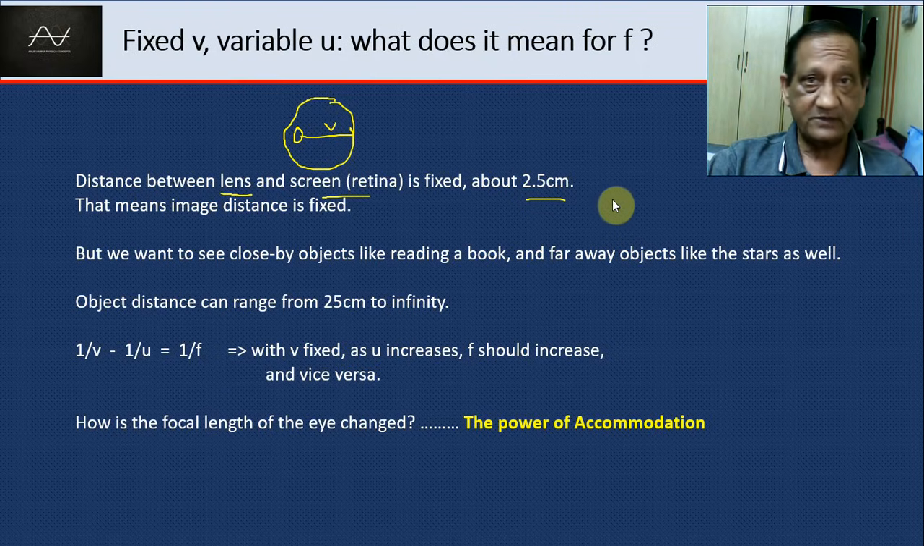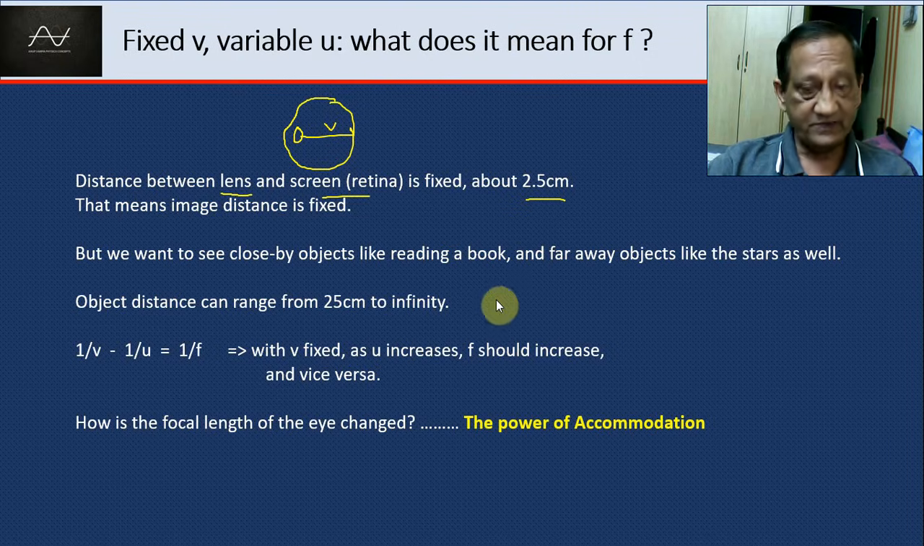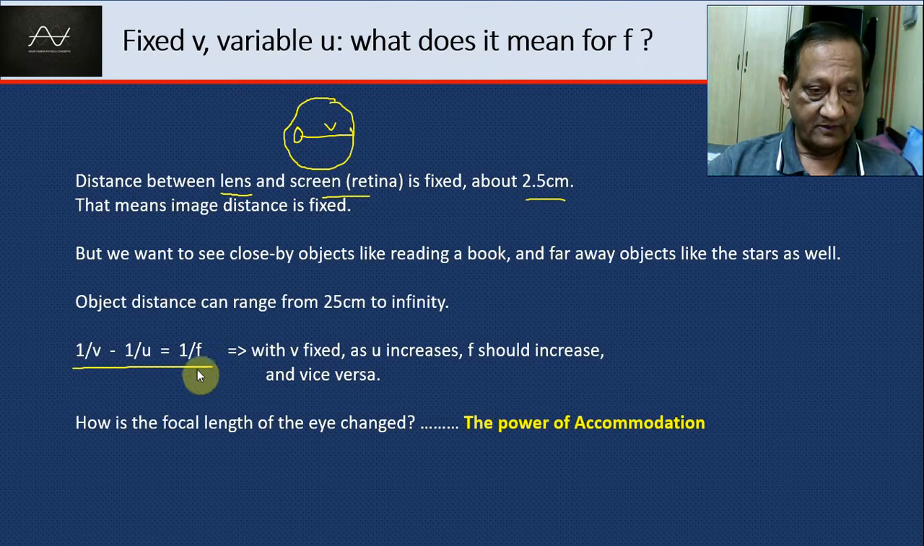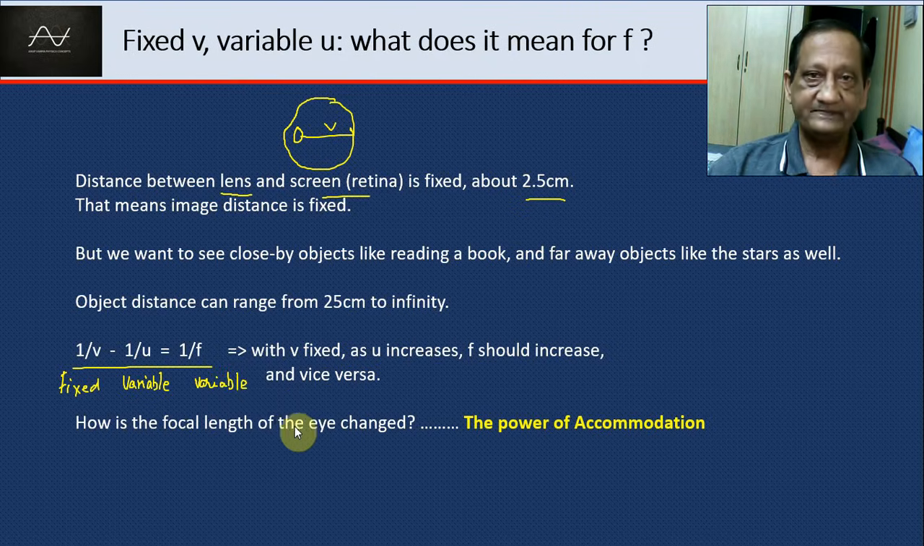But we want to view different types of objects. Some are very close, some are very far. So u is variable, but v is fixed. And if you apply the lens formula, this v is fixed. This second term is variable. And in order to satisfy this equation, the right side should also be variable. That means the focal length should be varied.